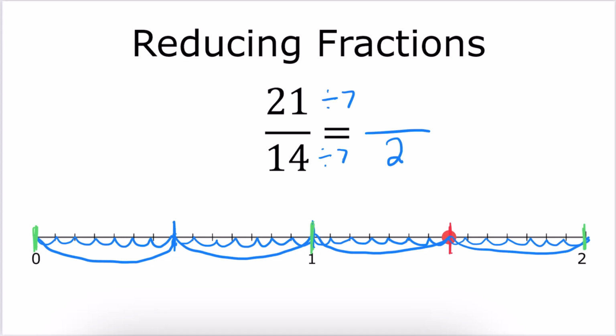And then we just look at how many of those units does it take to get to this point that's equivalent to 21/14. So we just count, and there's 1, 2, 3 of those units. And so that means that 21/14 is equal to 3 halves. And that's how you can use a visual number line model to help your students reduce fractions.